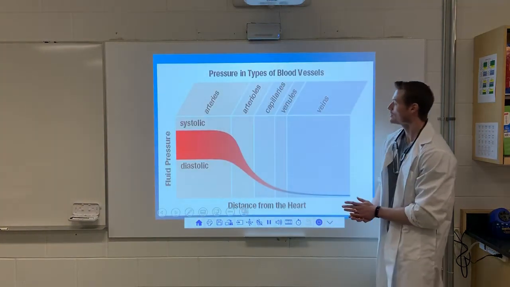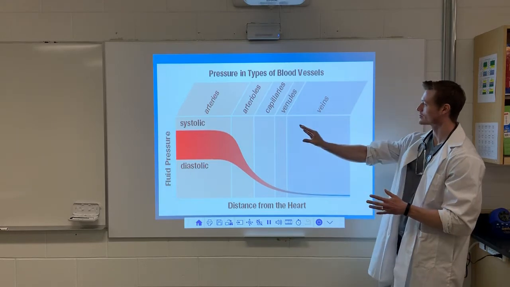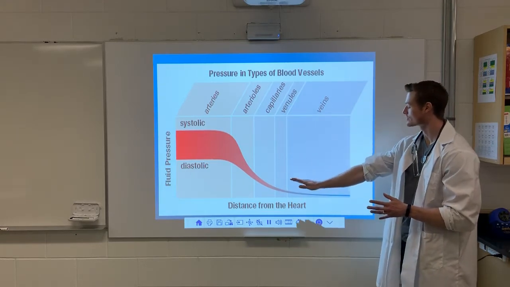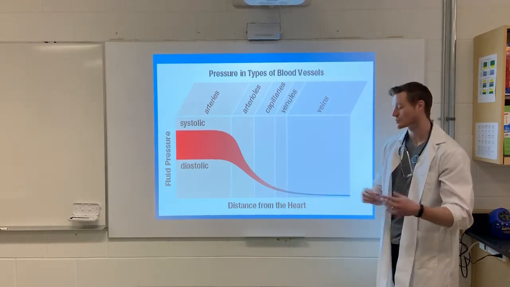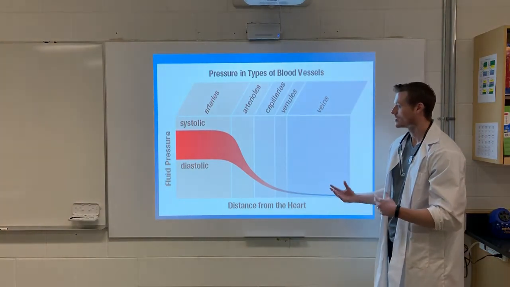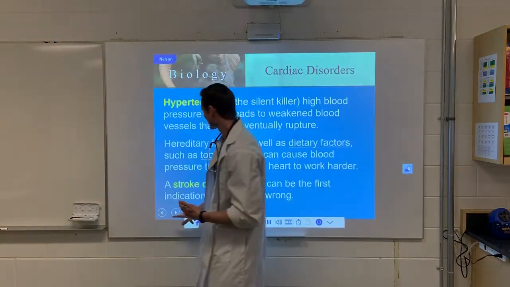Okay, if we look at pressure in terms of your blood vessels, most pressure is obviously in your arteries, then arterioles, capillaries, venules, and veins. So we know that arteries have high pressure, veins have low pressure, and obviously the closer to the heart you are, the higher the pressure it would be.